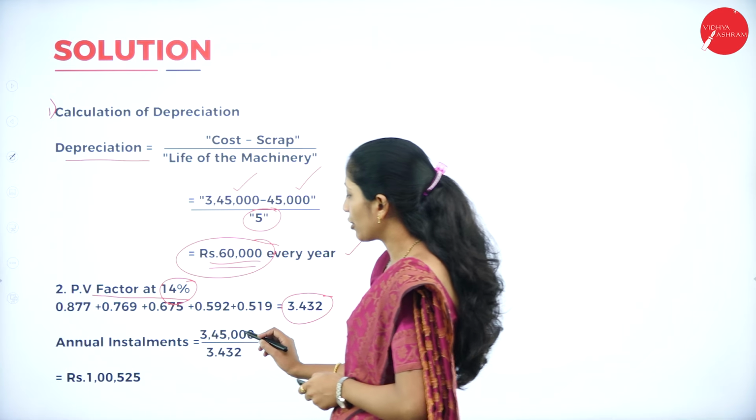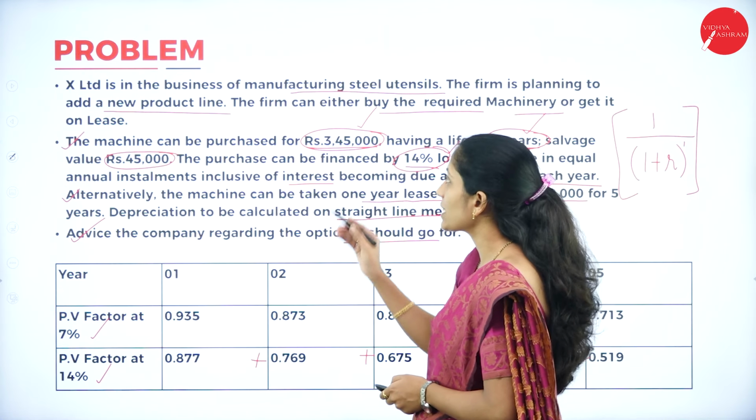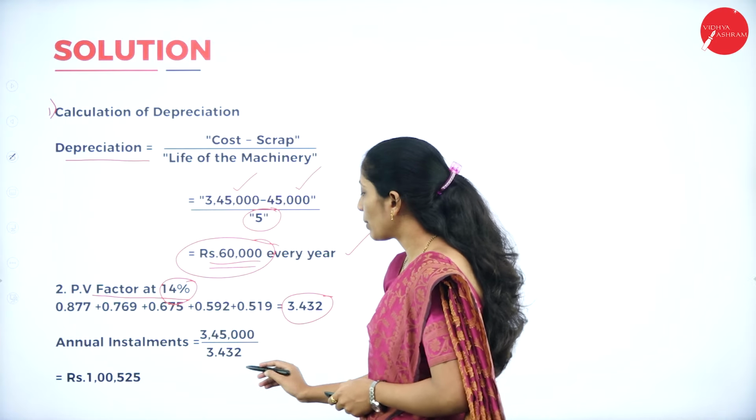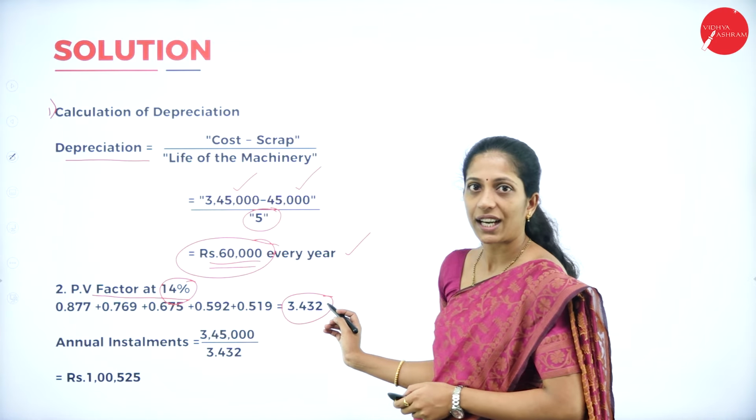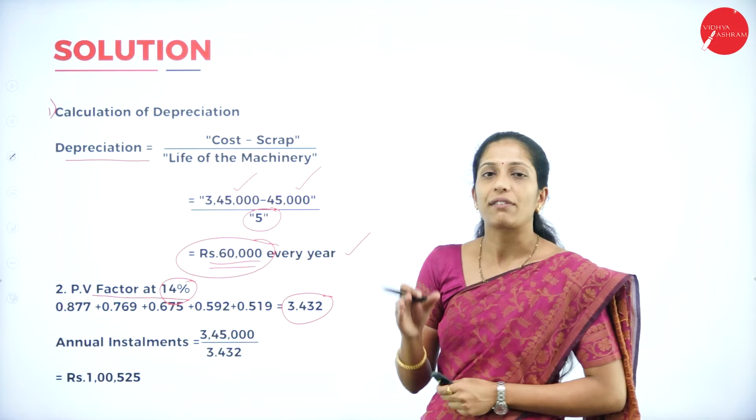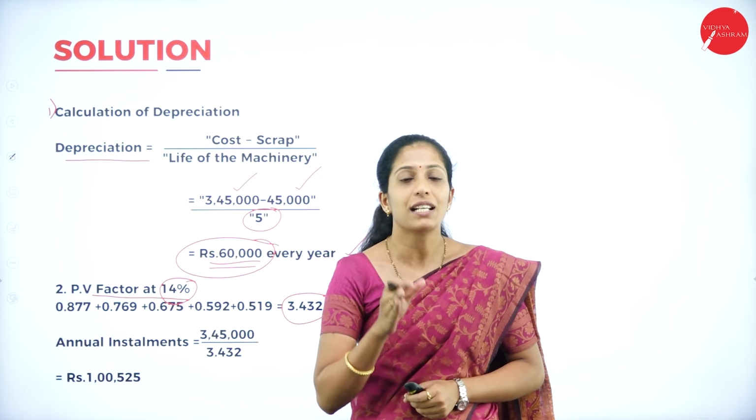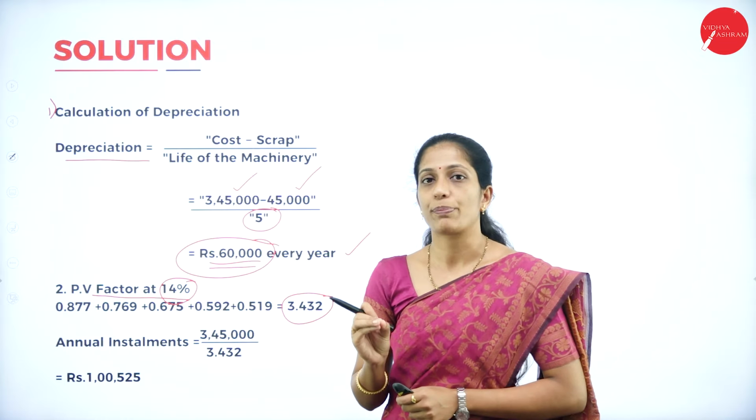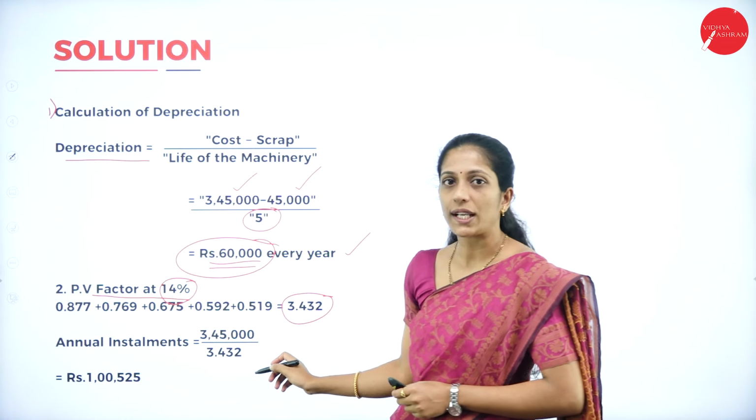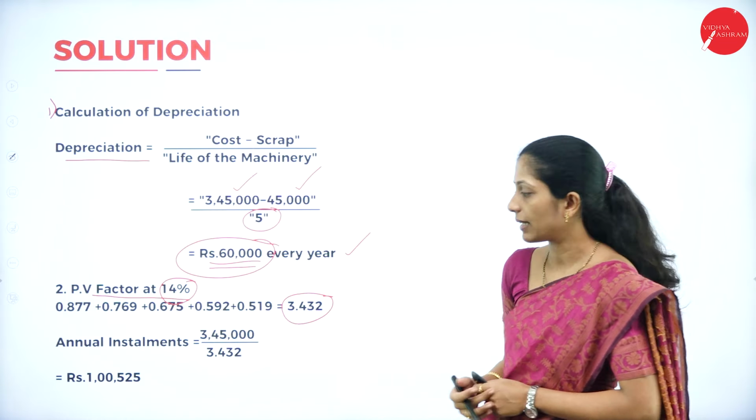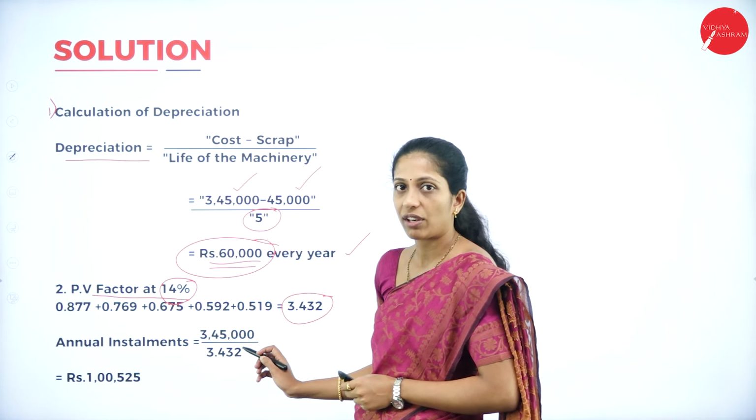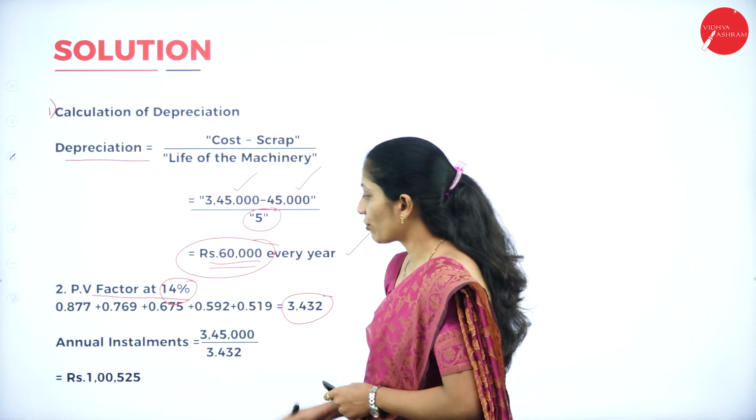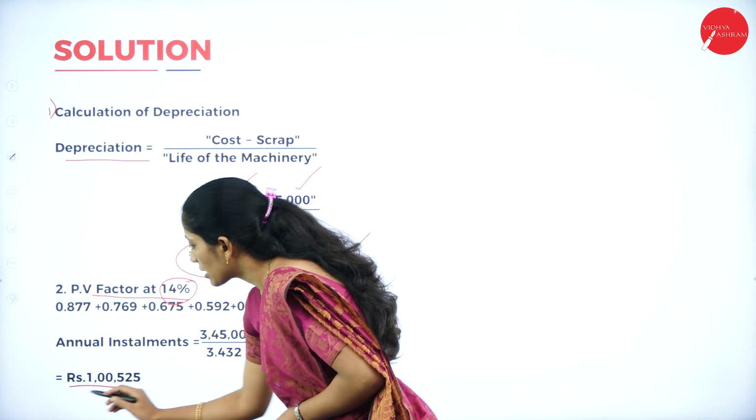Now apply the formula. Annual installment is equal to the total cost of the asset. So what is the cost? That is 3,45,000 divided by the PV factor, that is the total PV factor of 14%. Why are we adding that for 14%? Because the rate of interest on the loan is 14%. So we are taking into consideration the 14% PV factor. So divide by the total of the 14% PV factor, that is 3.432. So the annual installment is how much?